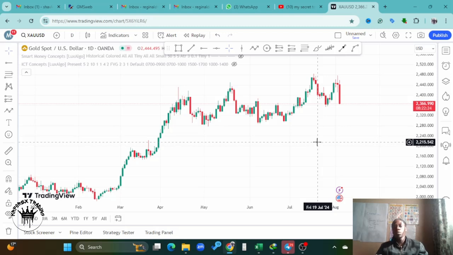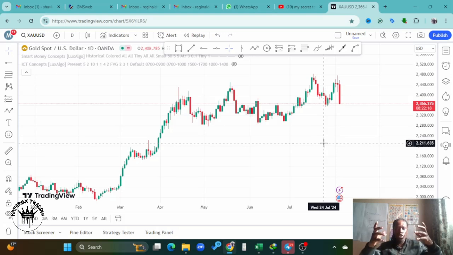Secondly, you need to understand where the support and resistance of the market are. So you switch the chart into a daily time frame. You need to understand where the market is going. Is it a downtrend or an uptrend? And lastly, you need to understand where the support and resistance are.